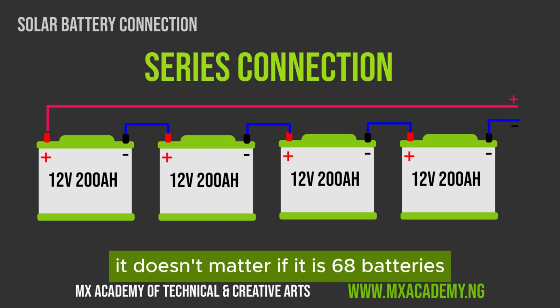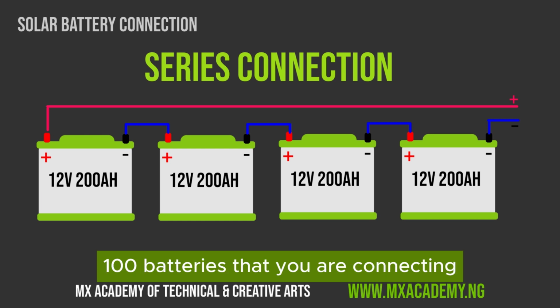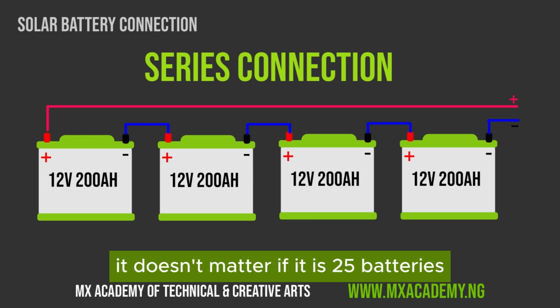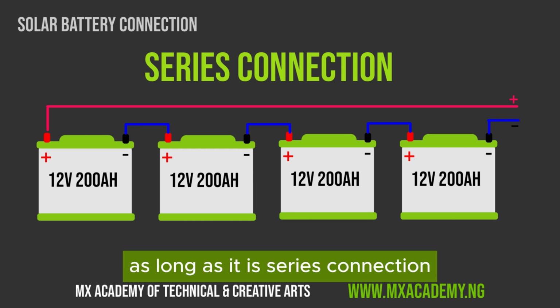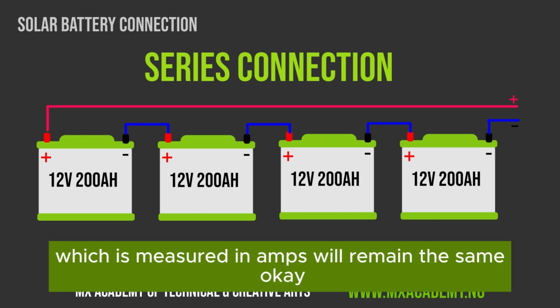It doesn't matter if it is 68 batteries that you're connecting, it doesn't matter if it's 100 batteries, it doesn't matter if it is 25 batteries. As long as it is a series connection, the current, which is measured in amps, will remain the same.